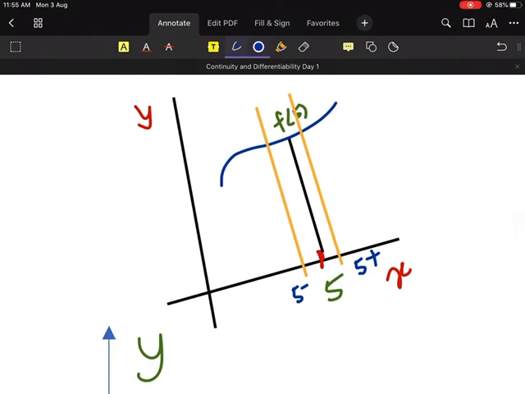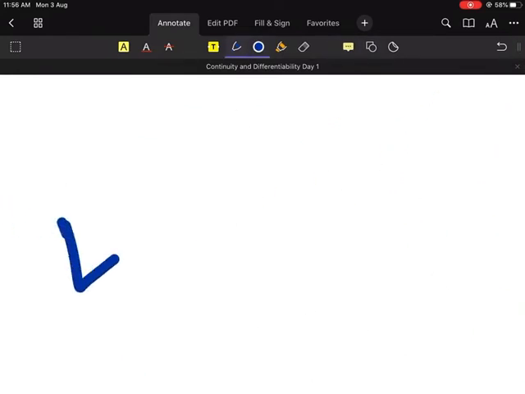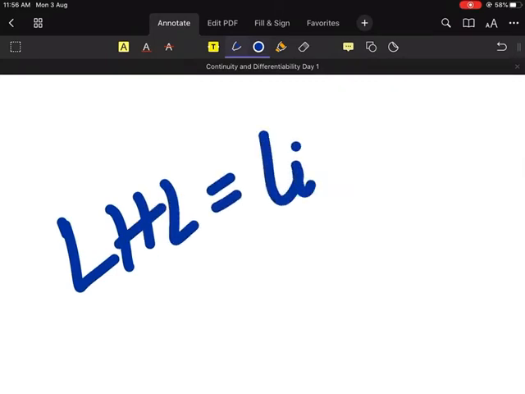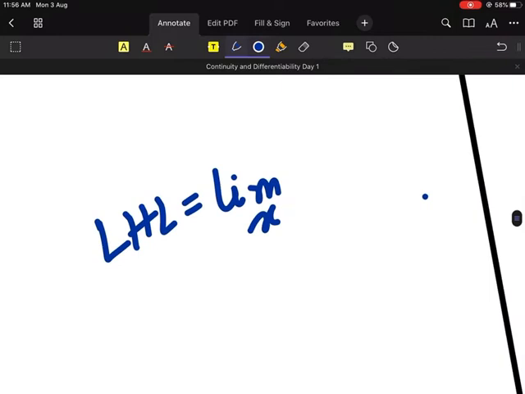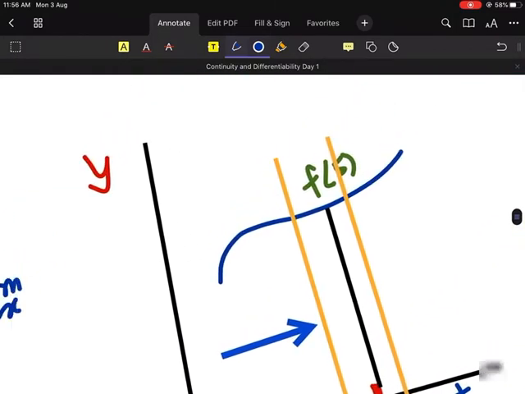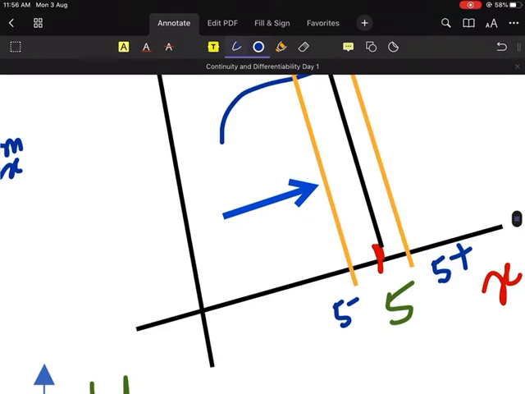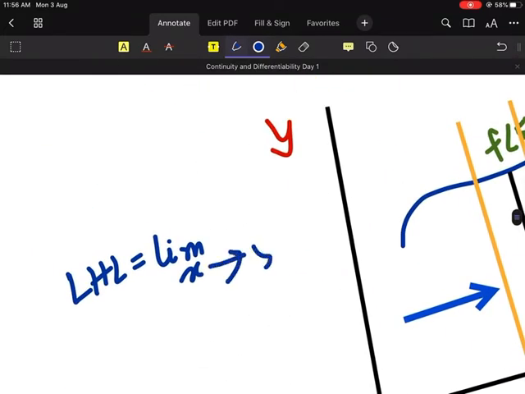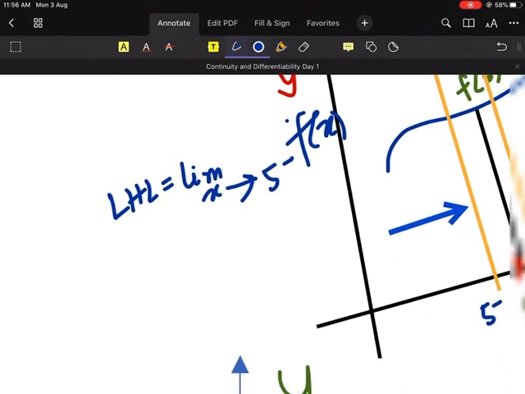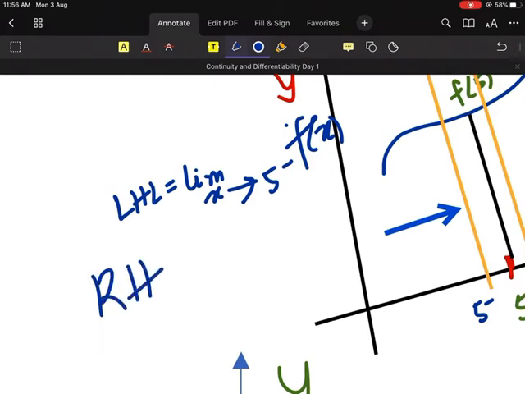Now look here. We will draw this diagram to check whether a function is continuous or not mathematically. I got 5 minus, I got 5 plus, I got 5. Now how to check? The first thing I need to check is the left hand limit. How can I find the left hand limit? Can anybody tell me what will be the left hand limit at the point 5? It will be limit x tends to 5 minus f(x). That is our left hand limit.